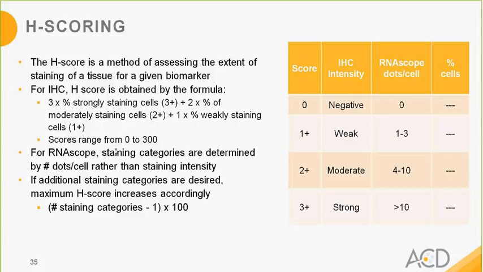For RNAscope, staining categories are determined by the number of dots per cell, as we've just gone over, rather than the staining intensity. But otherwise, the H-scoring system is highly similar. If the score range from 0 to 300 is insufficient and additional categories are desired, the maximum H-score increases accordingly, according to the formula shown here, the number of staining categories minus 1 multiplied by 100.